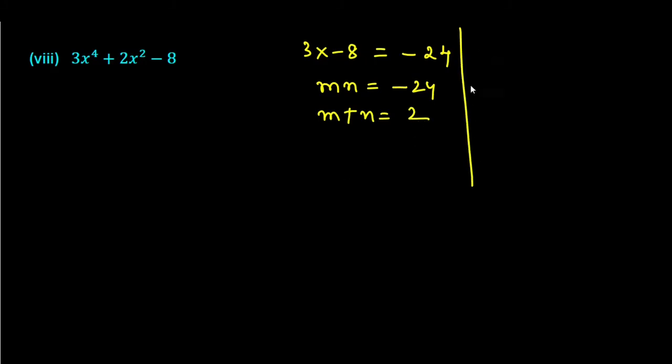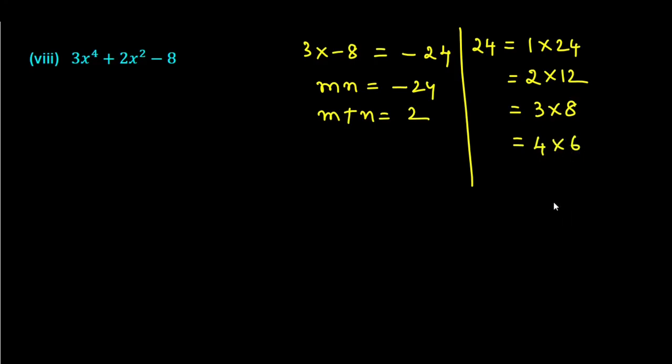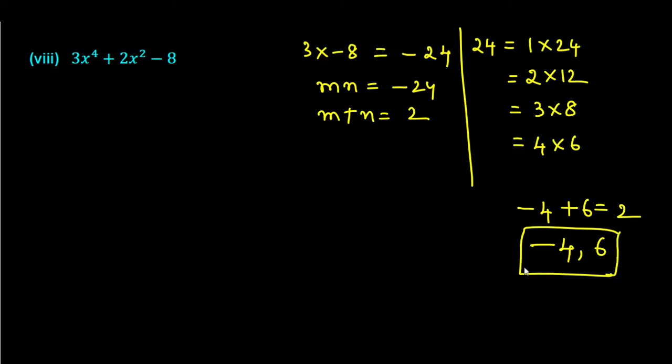Now let me find factors of 24. 1 into 24, difference is not 2. So 2 into 12, the difference is 10. 3 into 8, the difference is 5. Then 4 into 6, here the difference is 6. When we take minus 4 and plus 6, the sum is 2. So minus 4 plus 6. This is the right pair of choice.